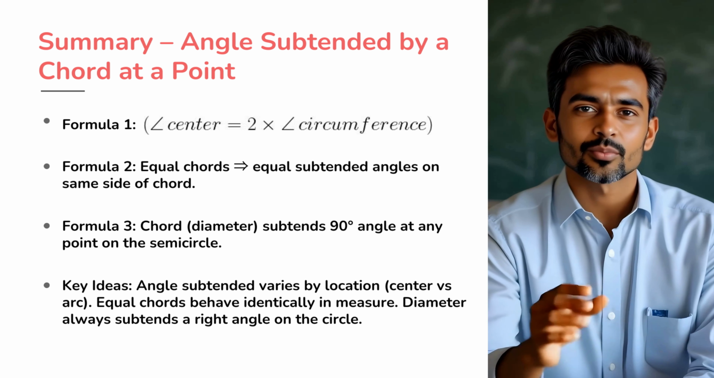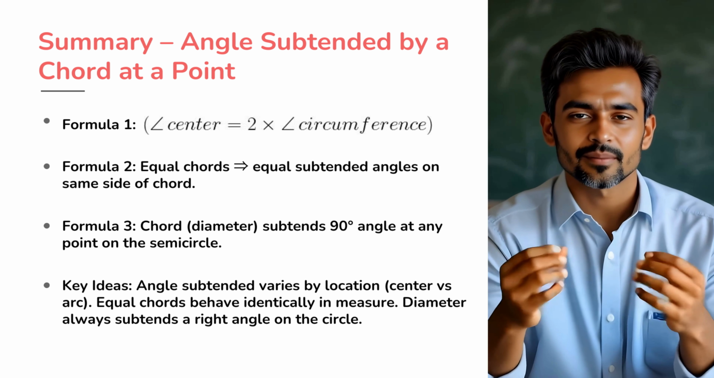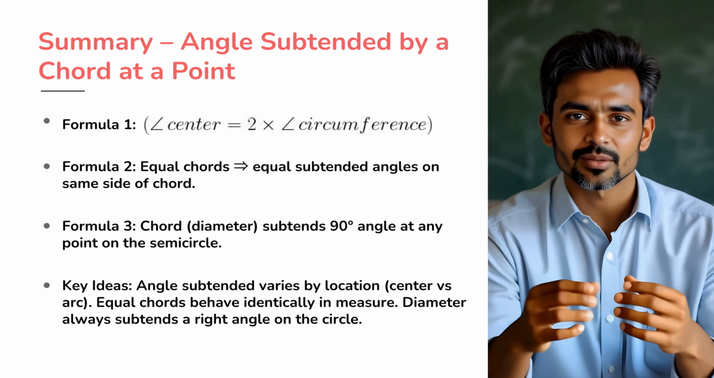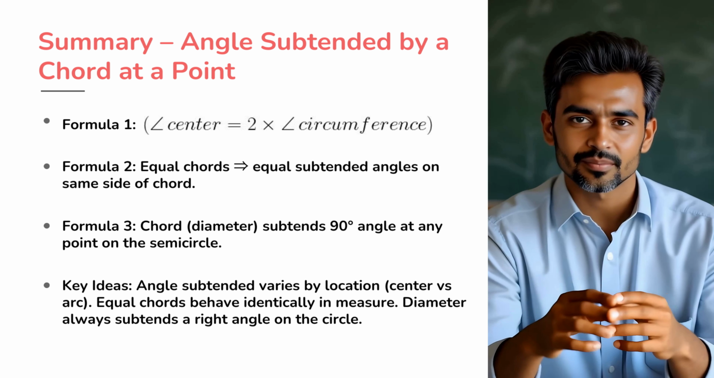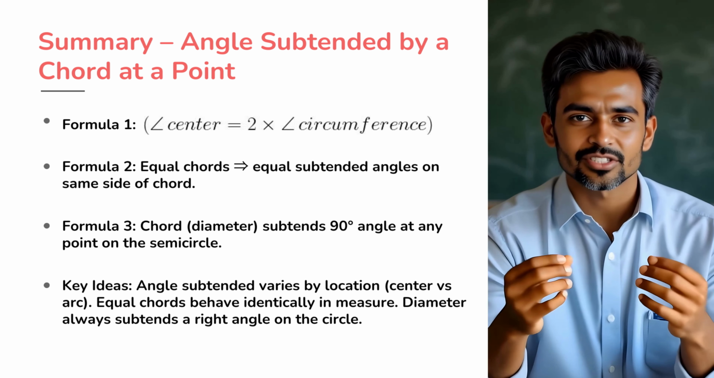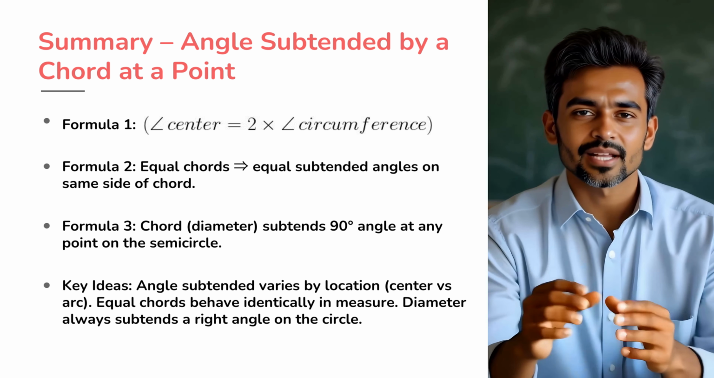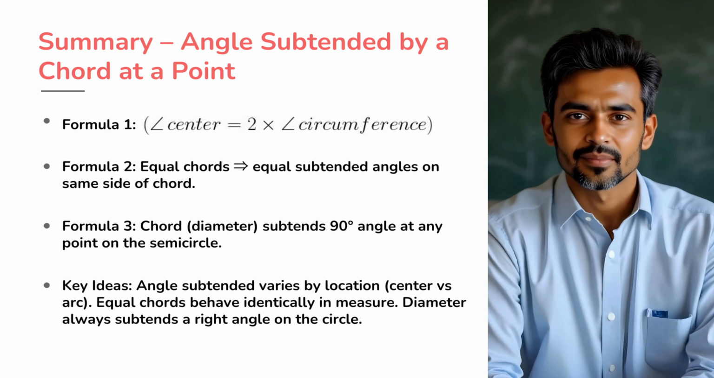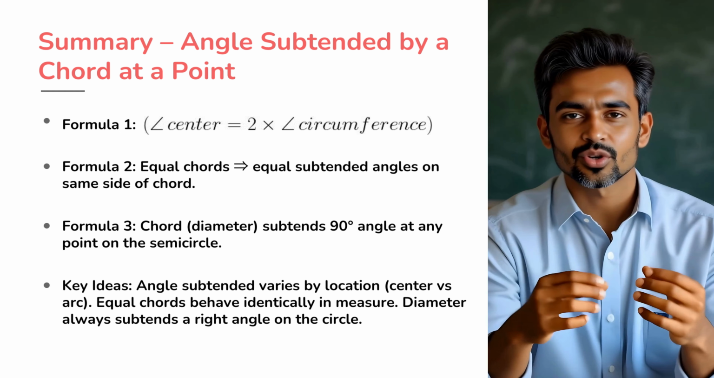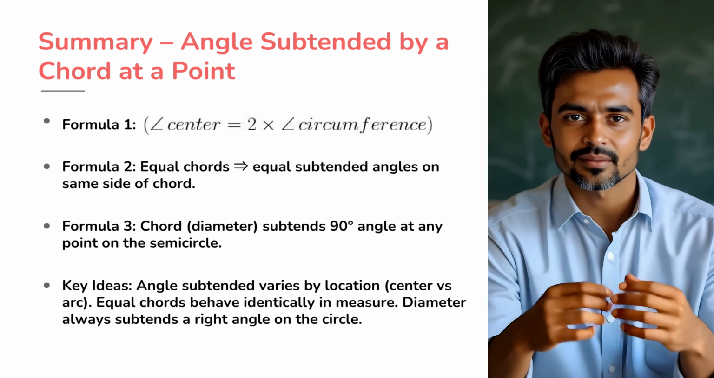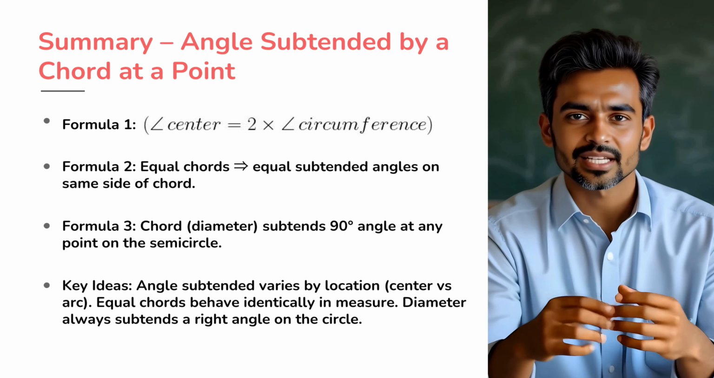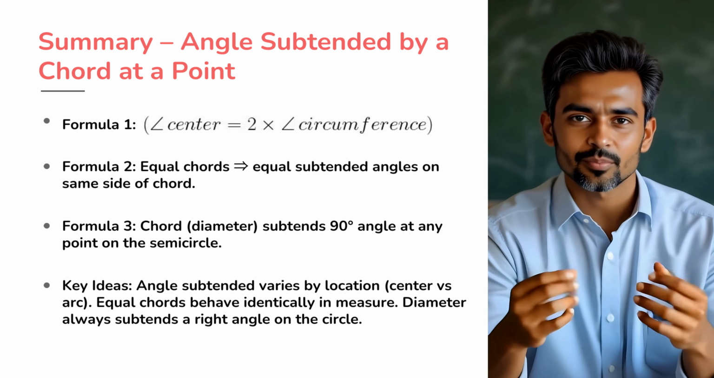Let's wrap up the concept with a quick summary. Formula 1. Angle at the center equals 2 times the angle at the circumference when both are subtended by the same chord or arc. Formula 2. Equal chords subtend equal angles on the same side of the circle. Formula 3. A diameter subtends a right angle, that is 90 degrees at any point on the semicircle. In short, remember these 3 key ideas. The angle depends on where the point lies, equal chords behave symmetrically, and a diameter always gives a perfect right angle.